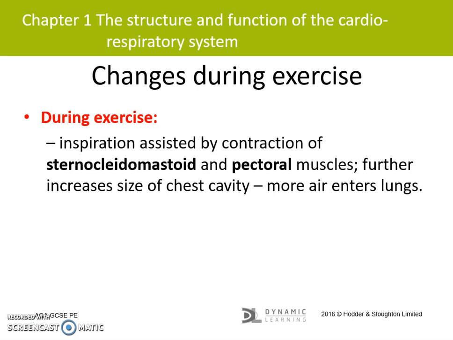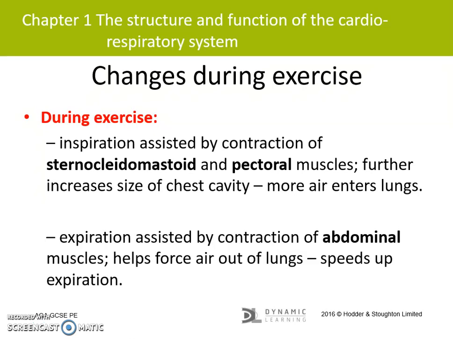The sternocleidomastoid is sort of found running down your neck. And your pectoral muscles, you know. So what happens is they contract and they again help the size of your chest increase. So more air can enter your lungs. In expiration, your abdominals contract. So it helps force air out of the lungs and speeds up expiration. It's just about remembering you've got extra muscles, the sternocleidomastoid, the pectoral muscles, and the abdominal muscles that all help with breathing in and breathing out.